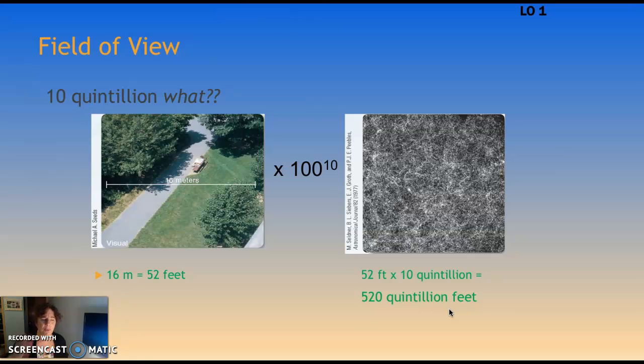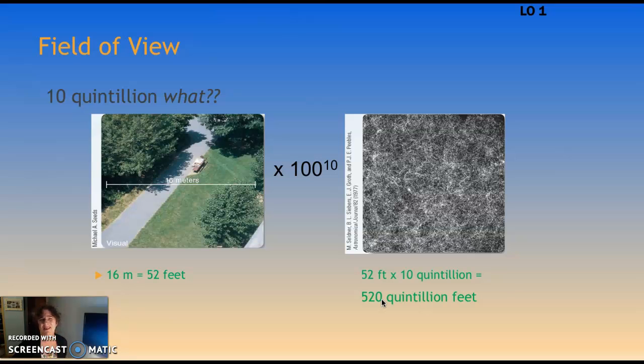Now you might say to yourself, well, that's 10 quintillion what? Park benches? We can put some numbers to it. And once we make an observation through a telescope or make a scientific observation, we try to apply math to it, add structure to it. So we can say here that this was 16 meters across. You probably said feet, okay? Feet, you can use 52 feet. And you can say 52 feet times 10 quintillion equals 520 quintillion feet. That's what a universe is.